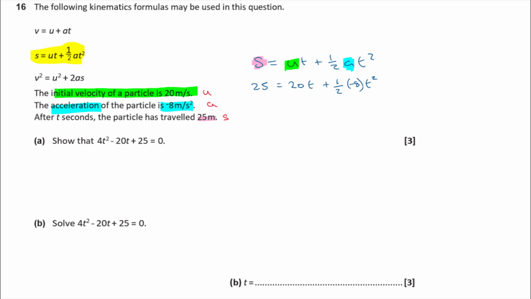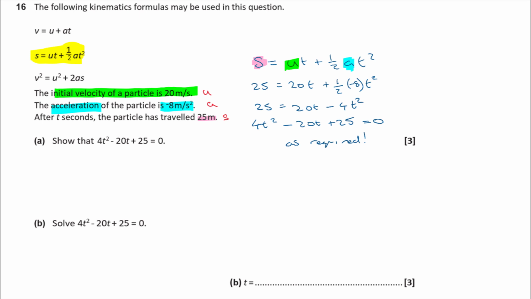Let's just tidy that up a little bit and rearrange. Simplifying, 25 equals 20t, half of minus 8, that's minus 4t squared, isn't it? Then bring everything over to one side, so adding 4t squared and taking away 20t from both sides, I'm going to end up with 4t squared minus 20t plus 25 equals 0, as required. So that worked.